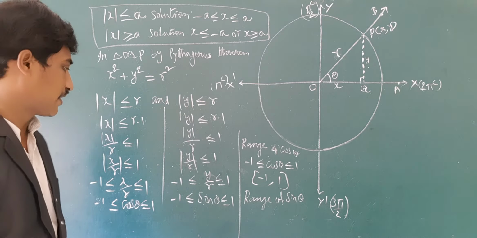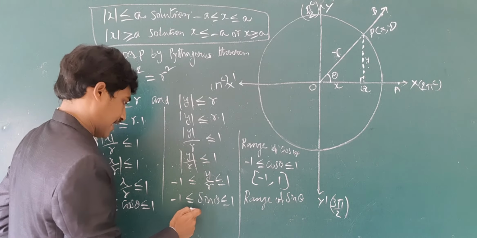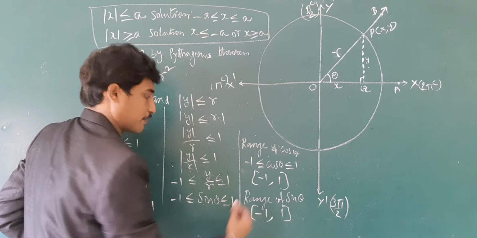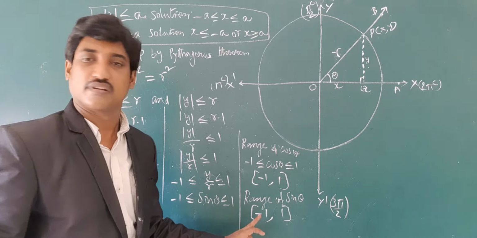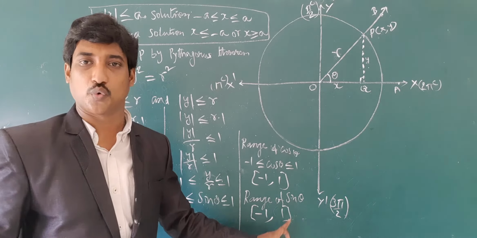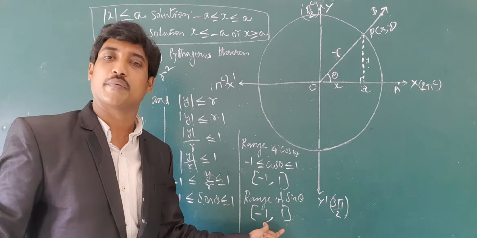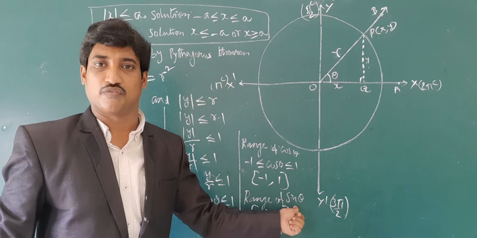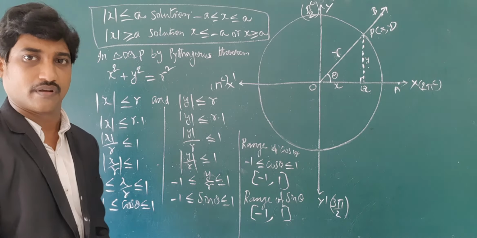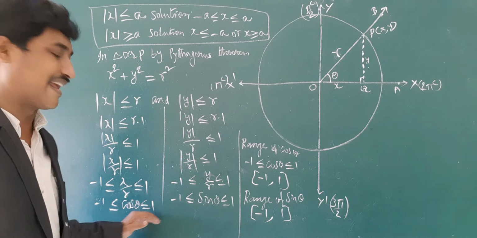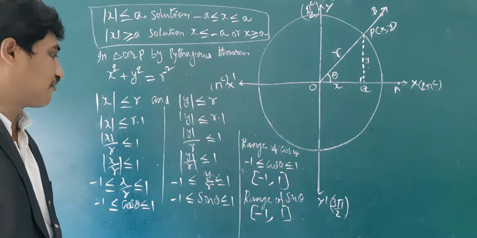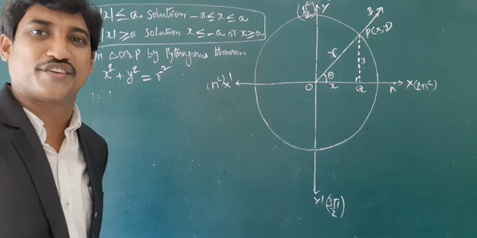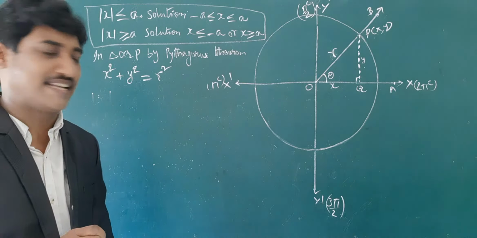The range of sin theta we can write as the closed interval minus 1, 1. It means sin theta takes the value either minus 1 or 1, or a real number between minus 1 and 1, for any real value of theta. It is about the range of the trigonometric functions sin theta and cos theta. Now let us see the range of cosecant theta and secant theta.